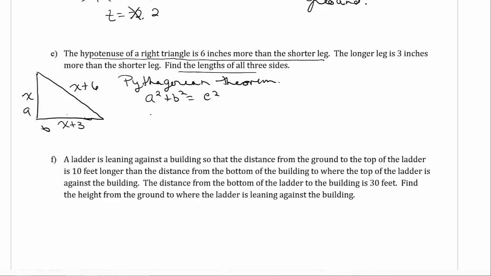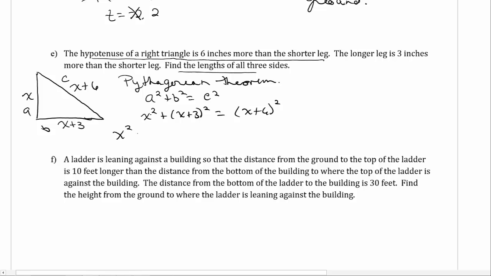You could replace a with x or x plus 3, and same with b. It doesn't matter. It's addition. They're both on the same side of the equation, and so a and b are just the legs of the right triangle, and c is always the hypotenuse. Okay? And so we have x squared plus the quantity x plus 3 squared equals x plus 6 squared.